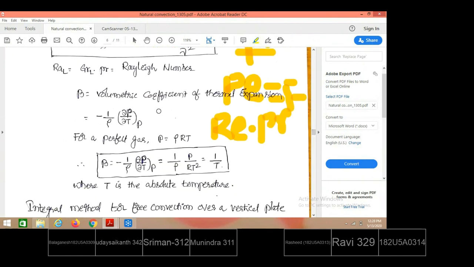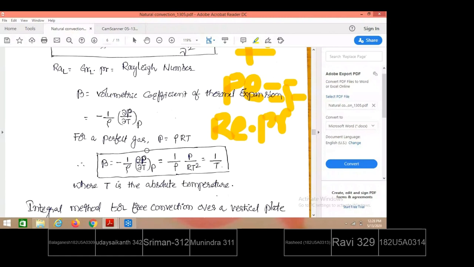What is the volumetric coefficient of thermal expansion? It is the rate of change of density with respect to temperature divided by the initial density. This is how the effect of density is included. So this is defined as the volumetric coefficient of thermal expansion for the fluid: the rate of change with respect to temperature divided by the initial density of the fluid.